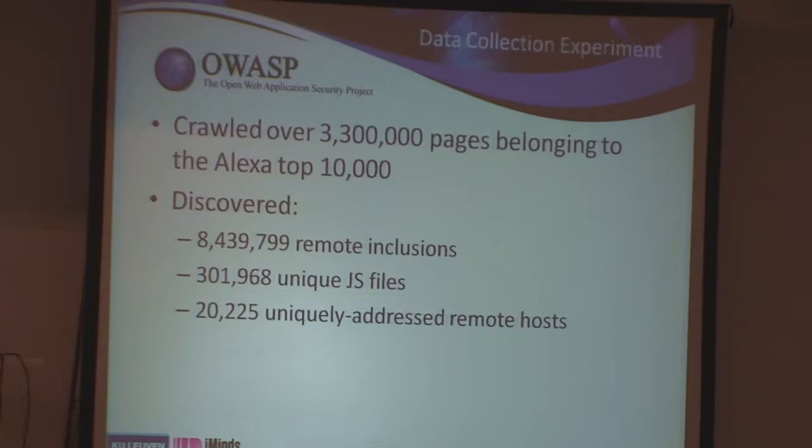For each of the sites, they crawled up to 500 pages, resulting in 3.3 million pages that were visited. When they were visiting those, they found that about 8.5 million remote inclusions were happening in those pages. We can reduce that to 300,000 unique URLs, the JavaScript files, which were served from about 20,000 domains. So it's actually happening quite a lot in practice.